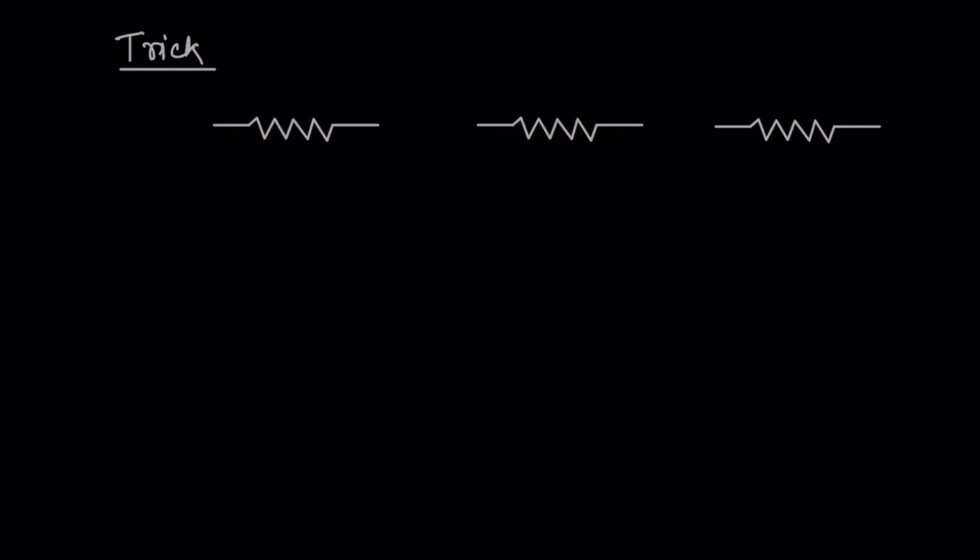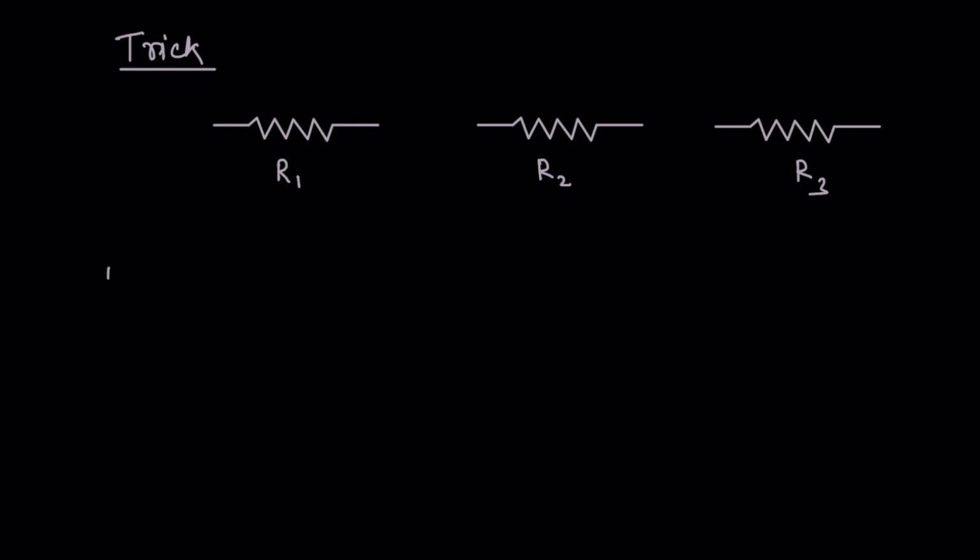Here I explain one trick. This trick is used for series and parallel combinations. If we have three resistors, R1, R2 and R3, and we have to form a circuit with the help of these three resistors, there will be a total of 4 arrangements, not more than that.